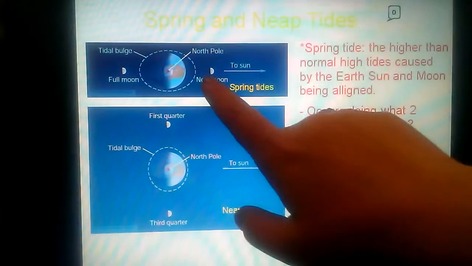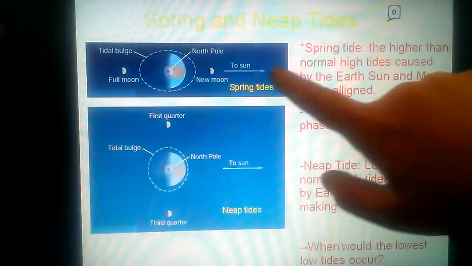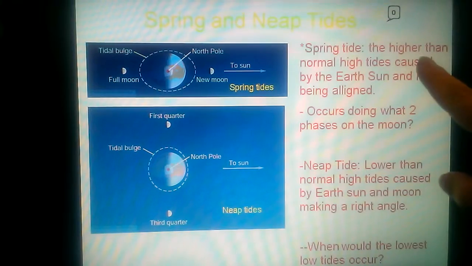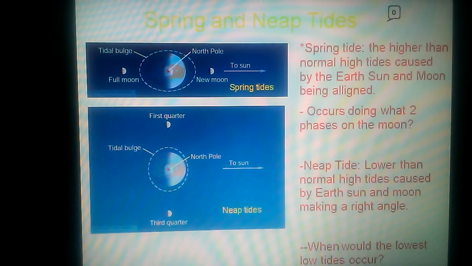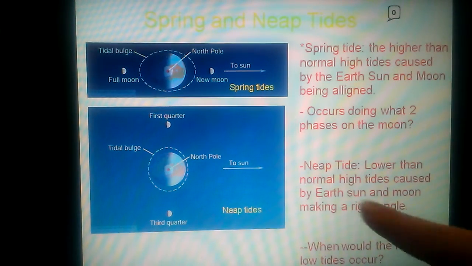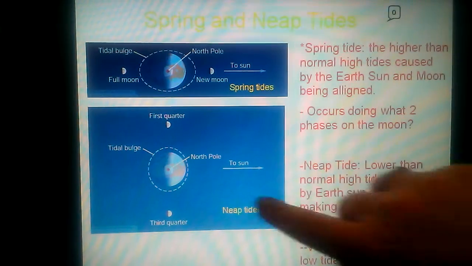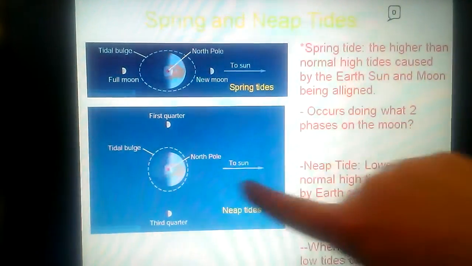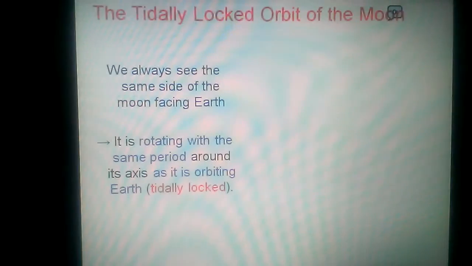So spring tide is when you have a new or full moon because they're all in line. You have the sun over here. They're all in a straight line, which gives you higher than normal high tides. It also would give you a lower than normal low tide. Neap tide now would lower your high tides because you have the moon pulling in a different direction than the sun. It's at a right angle. So that's a neap tide.